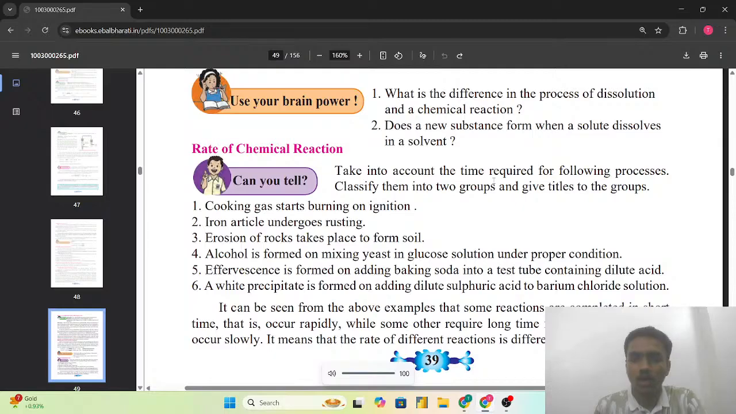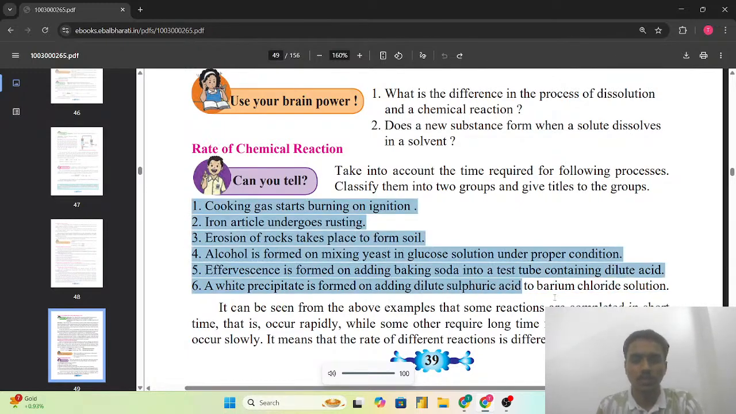Rate of a chemical reaction. Take into account the time required for the following processes. Classify them into groups and give titles. Cooking gas starts burning on ignition. An iron article undergoes rusting. Erosion of rocks takes place to form soil. Alcohol is formed on mixing yeast in glucose solution under proper conditions. Effervescence is formed on adding baking soda into a test tube containing dilute acid. A white precipitate is formed on adding dilute sulfuric acid to barium chloride solution.